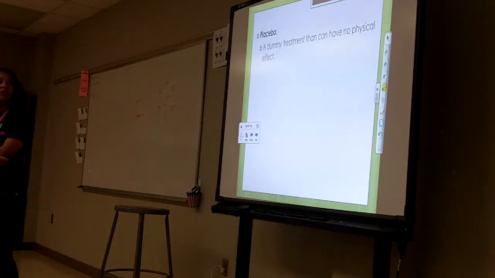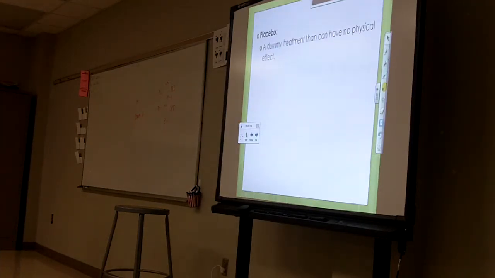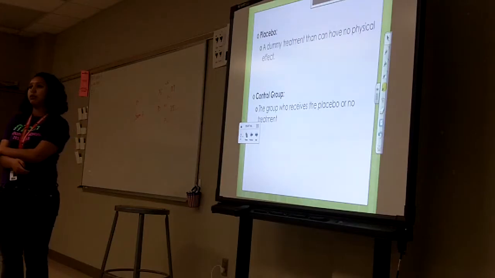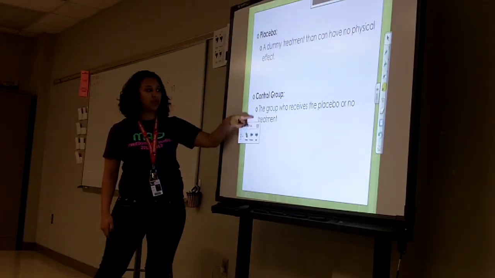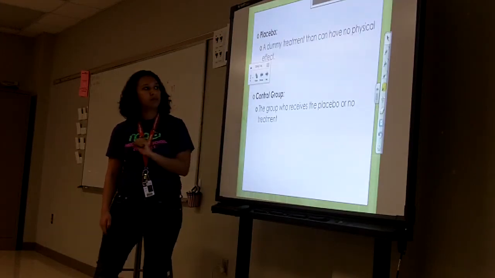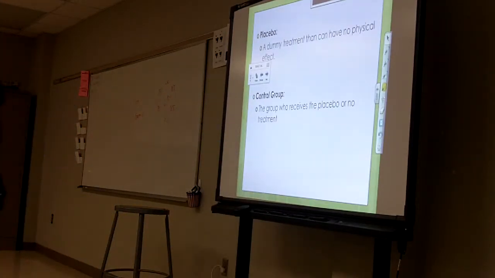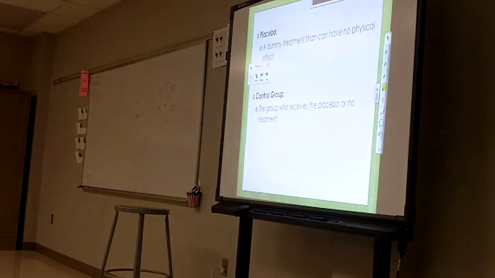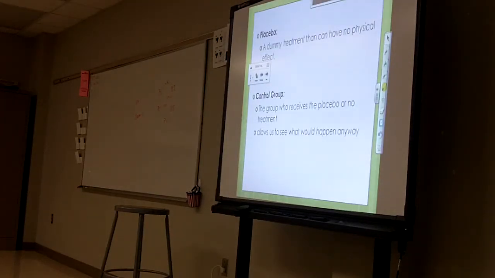Placebo is a dummy treatment that can have no physical effect. A control group is the group that receives the placebo or no treatment. In an experiment, it's very important to have one. Usually, you need a control group to compare something new. It allows you to see what would happen anyway.